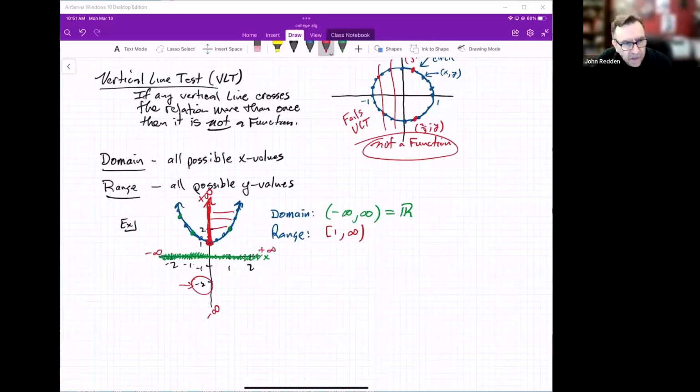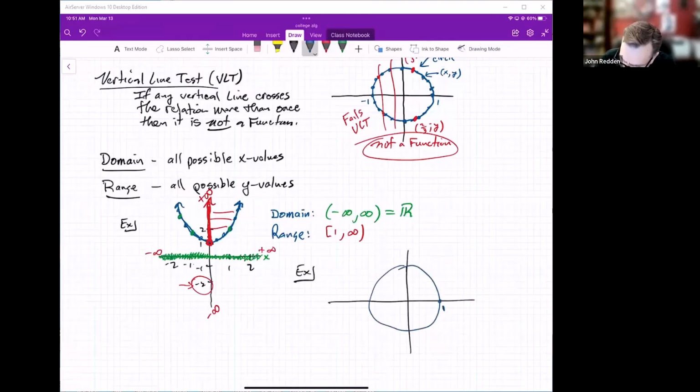All right, and so the domain is all real numbers, whereas the range is just those guys. Let's do another example really quick. Let's look at, say, a circle. A circle is a relation, it's just not a function. So again, let's do the unit circle.